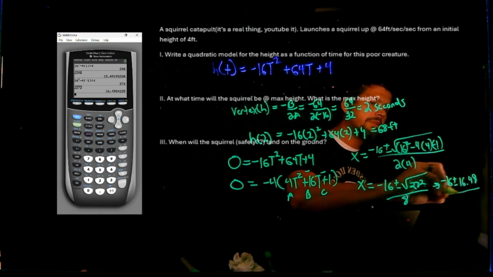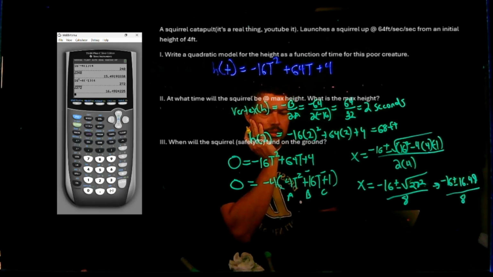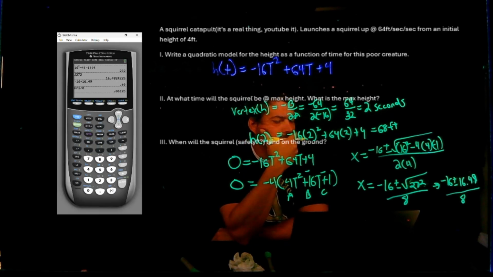And both pieces are sitting over 8. This thing's not in the air that long. So if we take the negative 16 and we add 16.49, all we're going to have left is the 0.49. We divide that by 8, and this just, of course, he doesn't go very far up in the air. 68 feet. That does not seem right. Because that's positive.